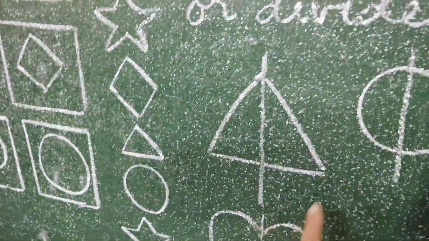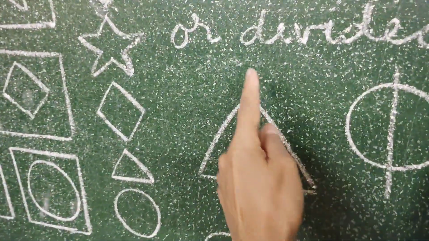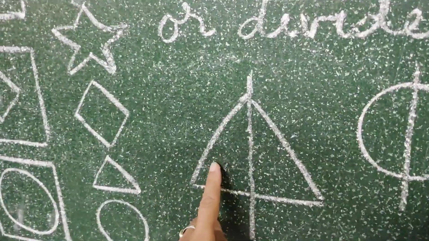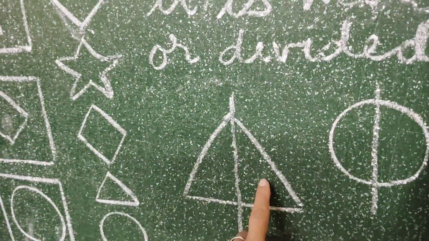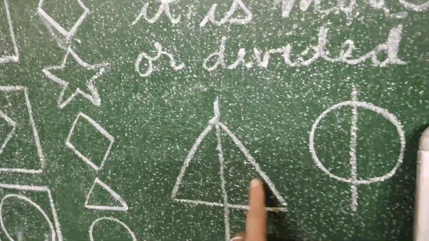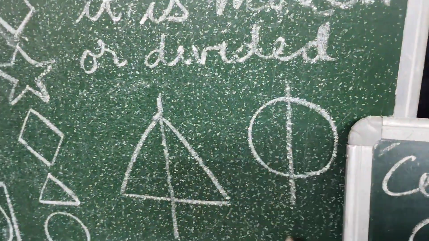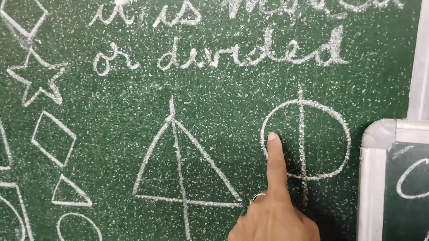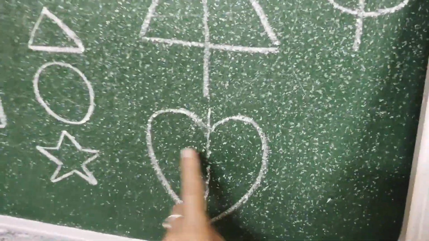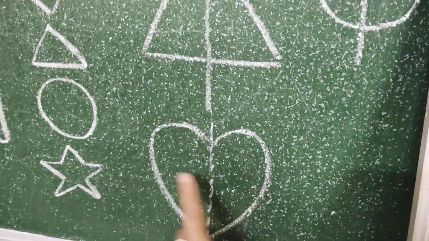Look at the figure here. What is the name of this figure? Triangle. See, I have divided this. Triangle. This part is exactly the same. Both parts are equal and it looks similar. This one circle, see, I have divided into two halves. This is called symmetry. See, here also the same thing, I have divided. This part is exactly similar to this part.